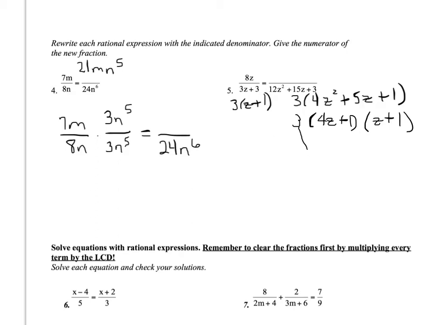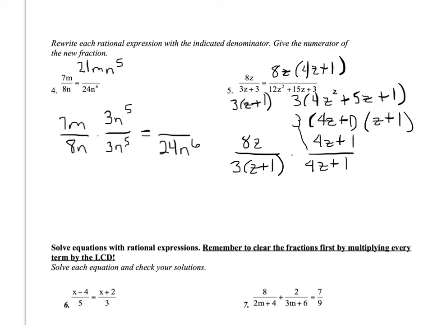Now, as I'm looking for that LCD, I need to ask myself, if I already have 3 times z plus 1 in the denominator, then what would I need to multiply by to end up with 3 times 4z plus 1 times z plus 1? Well, the only part I'm missing is the 4z plus 1. And if I multiply the denominator by 4z plus 1, I must also multiply the numerator by 4z plus 1. That would tell me that 8z times 4z plus 1 would be the correct numerator for the new fraction.